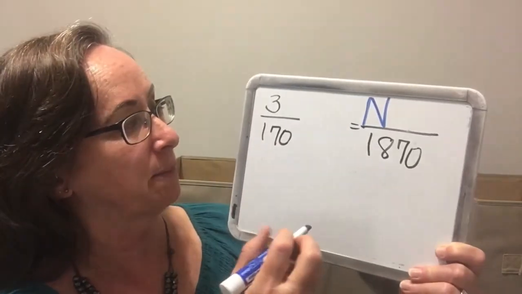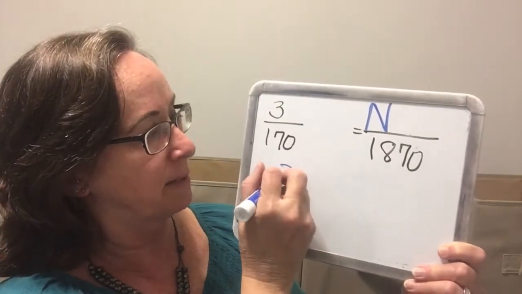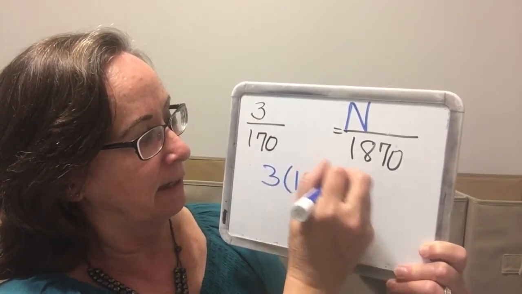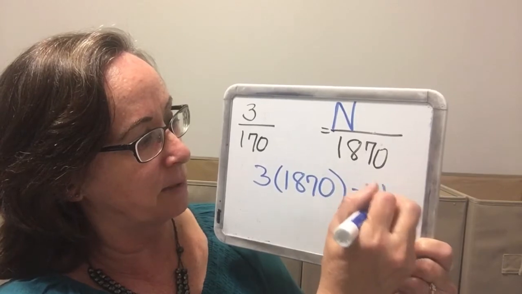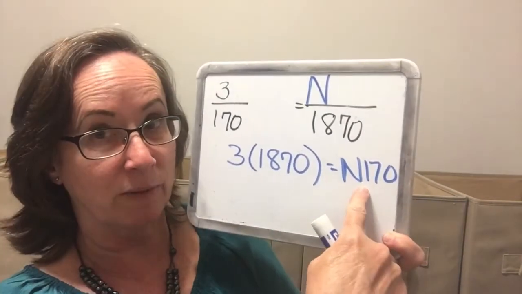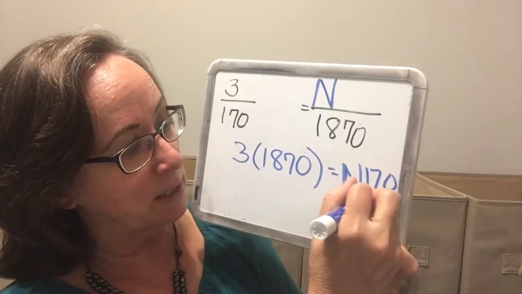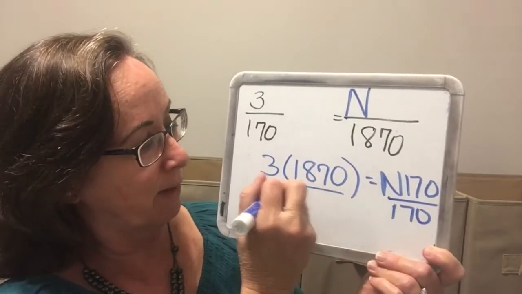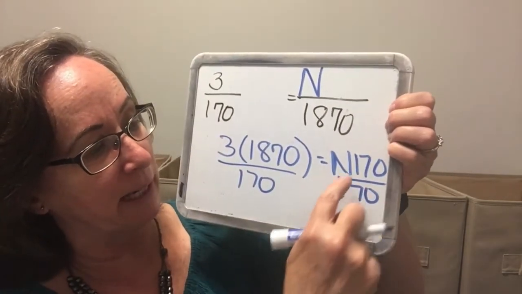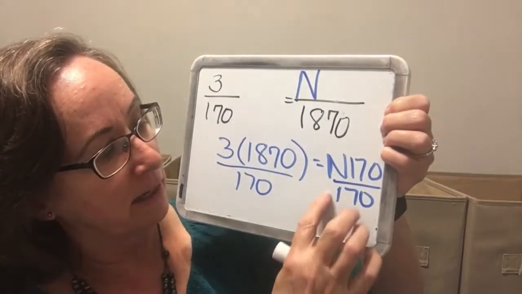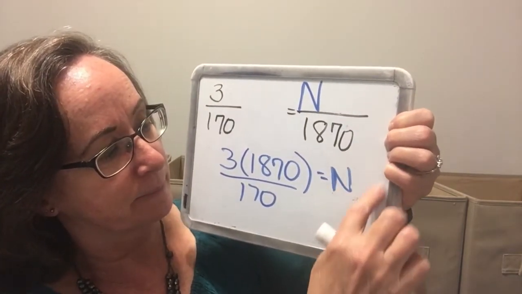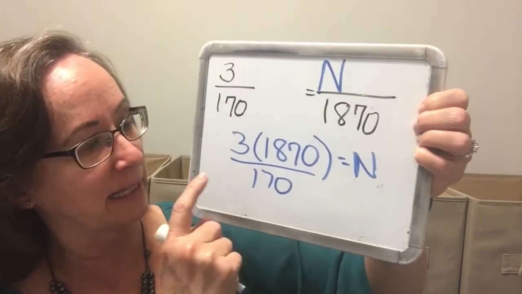So now I'm going to cross multiply. 3 times 1,870 is N times 170. So now I want to get rid of the 170 because I want just my N. So I divide by 170 on both sides. And now, wouldn't you agree that this side is just N? So we'll take away the 170. We'll take away that. So we have N is equal to that.